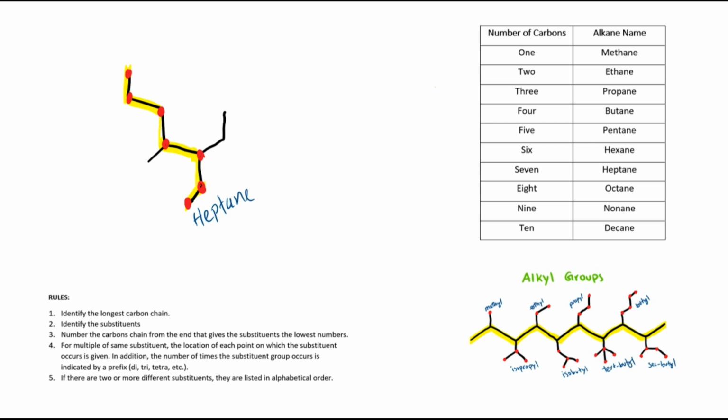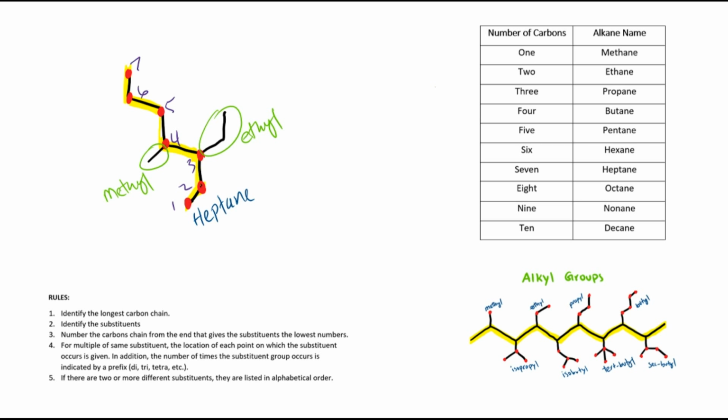Now we are left out with a methyl and an ethyl. Next thing you do is count the carbons of the longest chain so that the alkyl groups get the lowest possible number. We'll start counting from the bottom. 1, 2, 3, 4, 5, 6, 7.